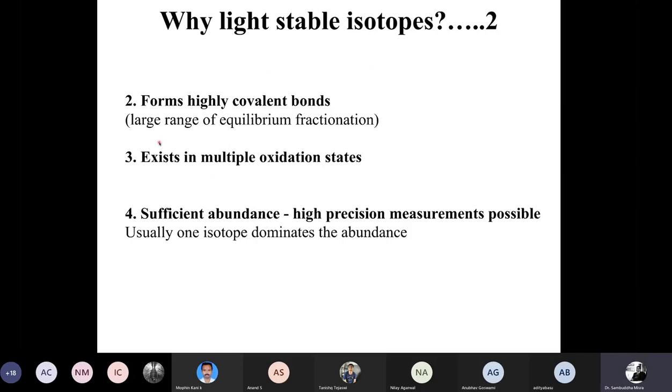The other thing about light stable isotopes is that they form highly covalent bonds. The stronger the bond, the more fractionation we can expect. For elements that exist in multiple oxidation states, as you skip from one oxidation state to the other, there will be isotope fractionation associated with it. So a lot of chemical reactions, redox reactions, can be traced using isotopic composition. And they are sufficiently abundant. Anything that you want to apply needs to be measured precisely. Without large enough abundance, you can't measure it.